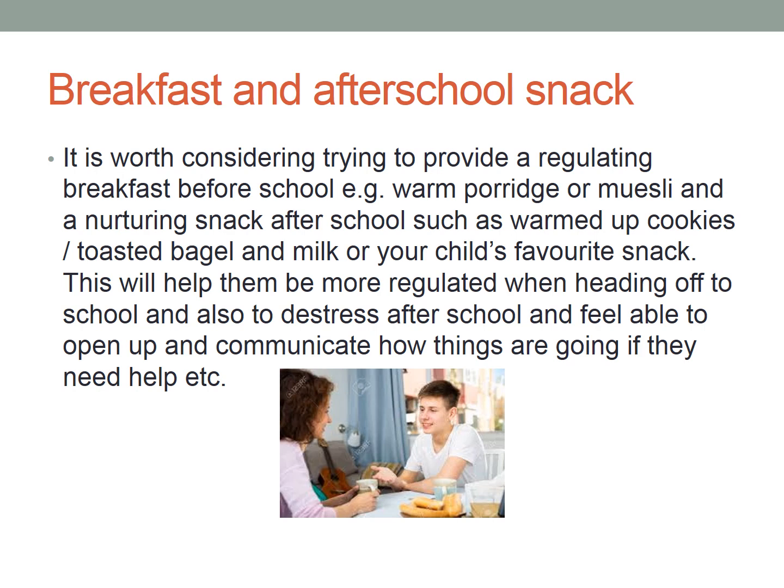It is worth considering trying to provide a regulating breakfast before school, for example, warm porridge or muesli, and a nurturing snack after school, such as warmed up cookies or a toasted bagel and milk, or your child's favourite snack. This will help them be more regulated when heading off to school and also to de-stress after school and feel able to open up and communicate how things are going, whether they need help or not. It is really nice and more effective if you can sit down and have a snack with your child when they return from school.